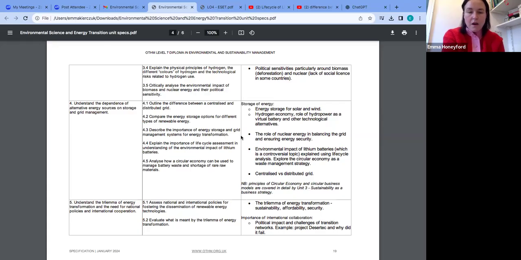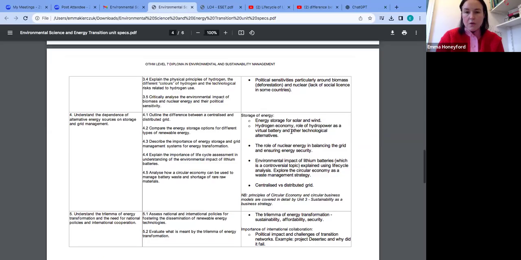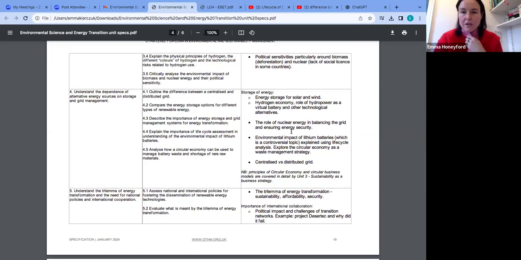4.5, so students will know how to understand how to analyse how circular economy can be used to manage battery waste and shortage of rare raw materials. And then we've got to the other side. So the different points around energy storage.